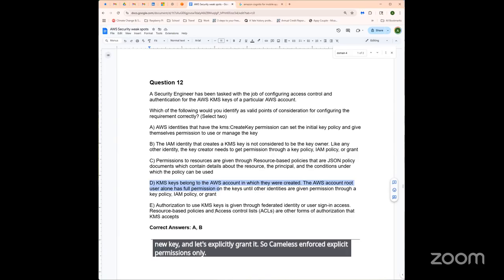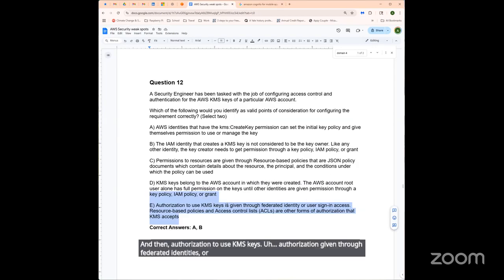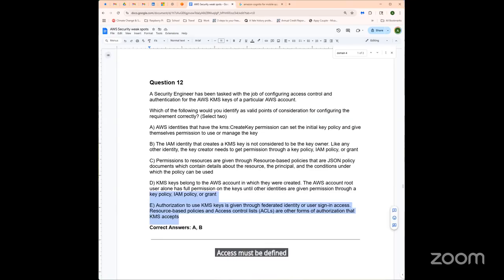And then authorization to use KMS keys given through federated identities or ACLs. Okay, federated identities relate to authentication, not key permissions. KMS does not use traditional ACLs. Access must be defined through key policies, IAM policies, or grants, not ACLs or federation alone.